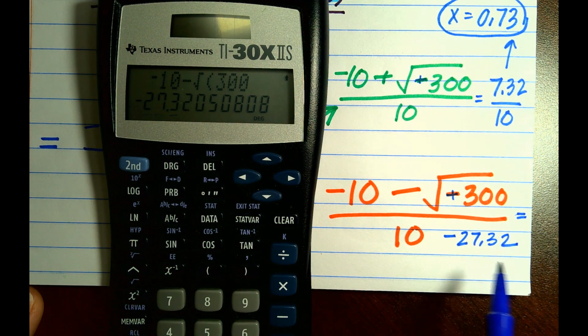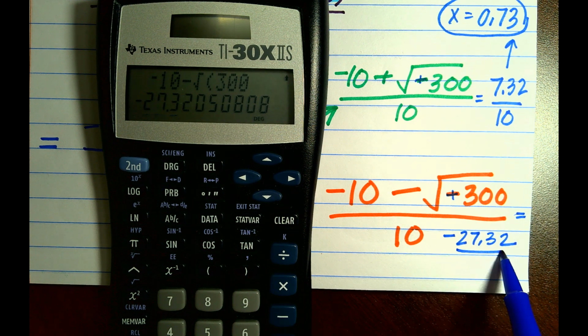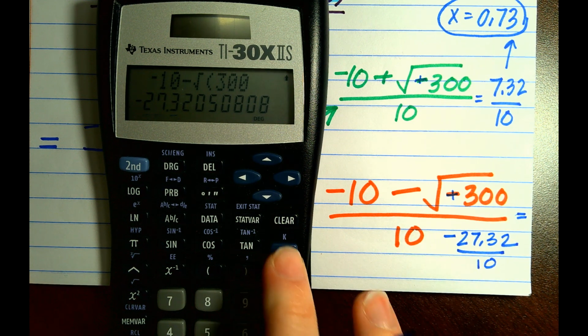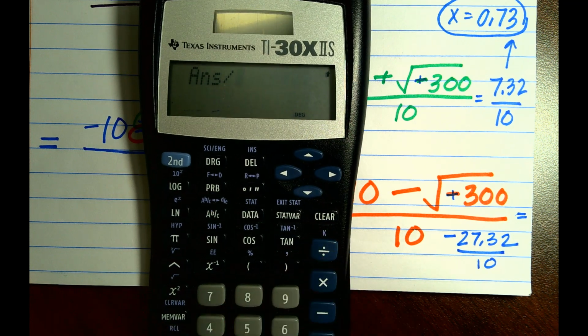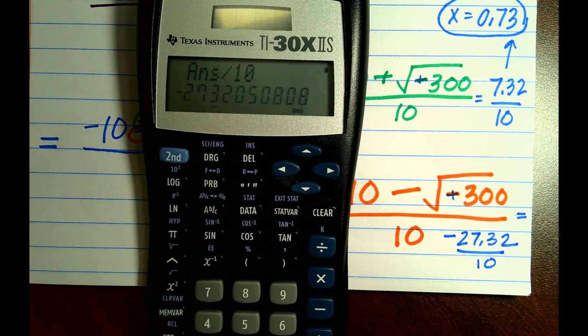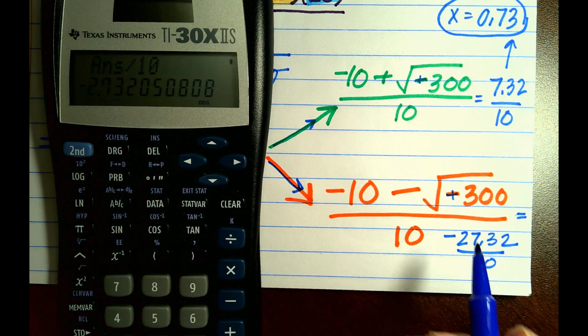27.32. And is that my answer? Divide it by 10. Still need to divide by 10. Good. So I'm going to divide by 10. And we get negative 2.73 for x.